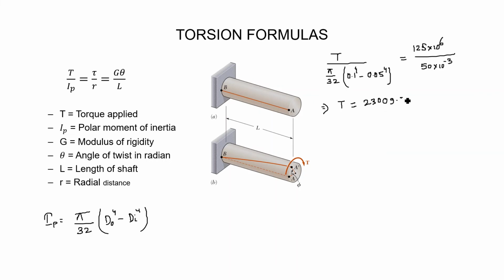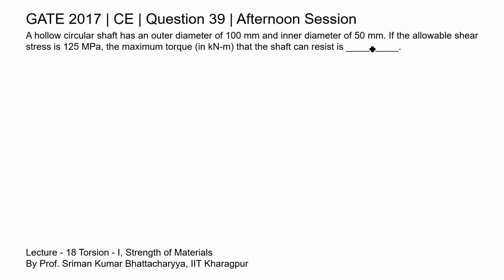23,009.7 Newton meter. We can write this torque as 23 kilonewton meter. So the maximum torque that the shaft can resist is 23 kilonewton meter. So the correct answer for this question is 23.